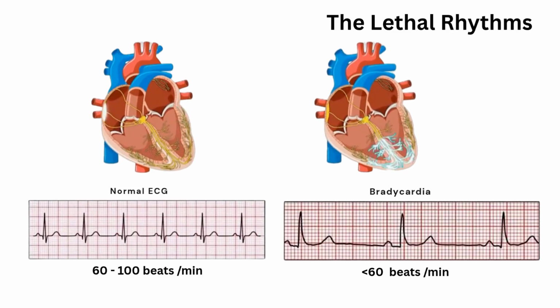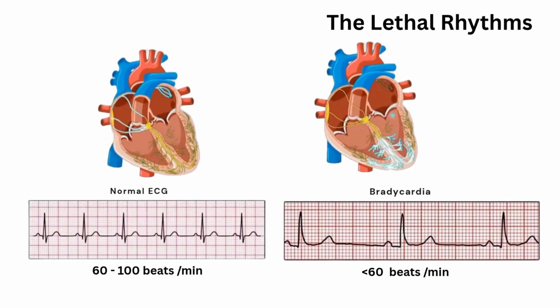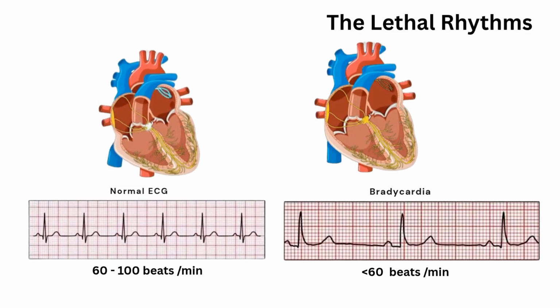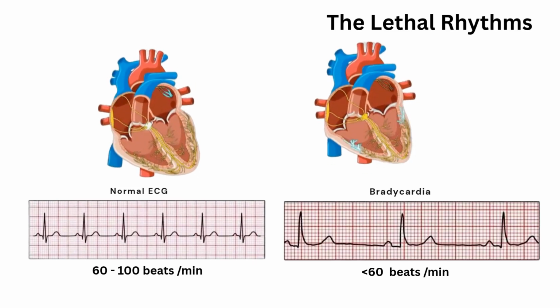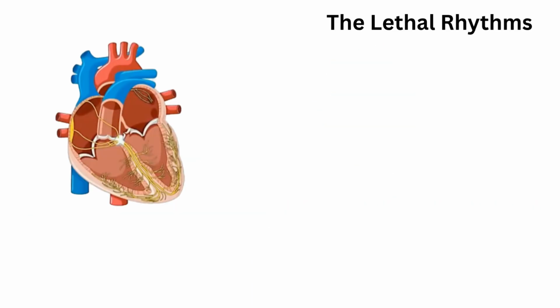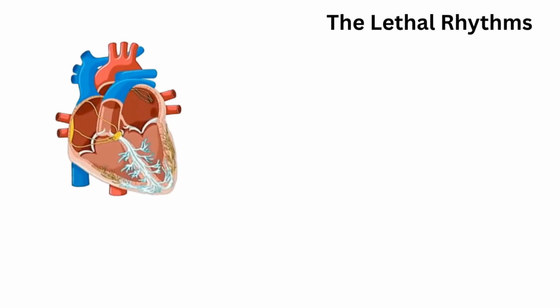Now compare that to sinus bradycardia. Both of these rhythms actually originate perfectly from the SA node pacemaker, but bradycardia simply means the system is firing much slower than 60 beats per minute. Everything looks exactly the same, it's just stretched out over a longer period of time. But what happens if the SA node totally loses control?